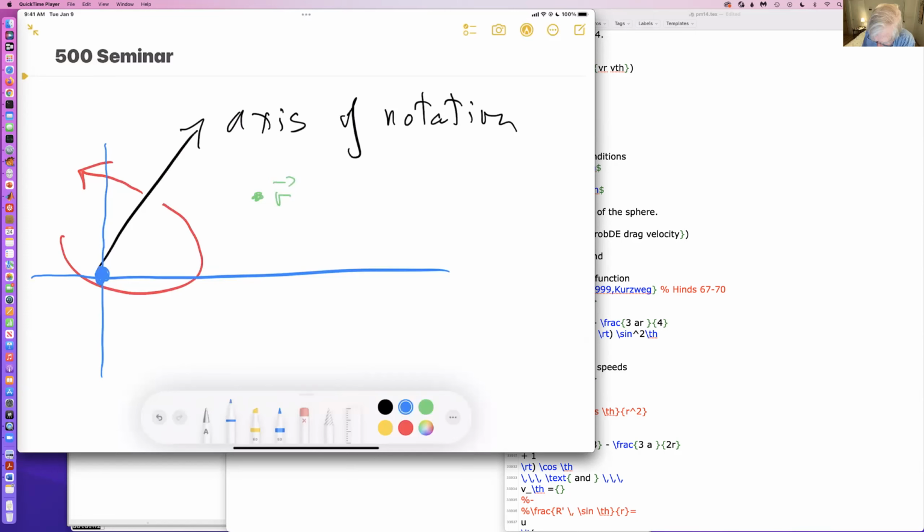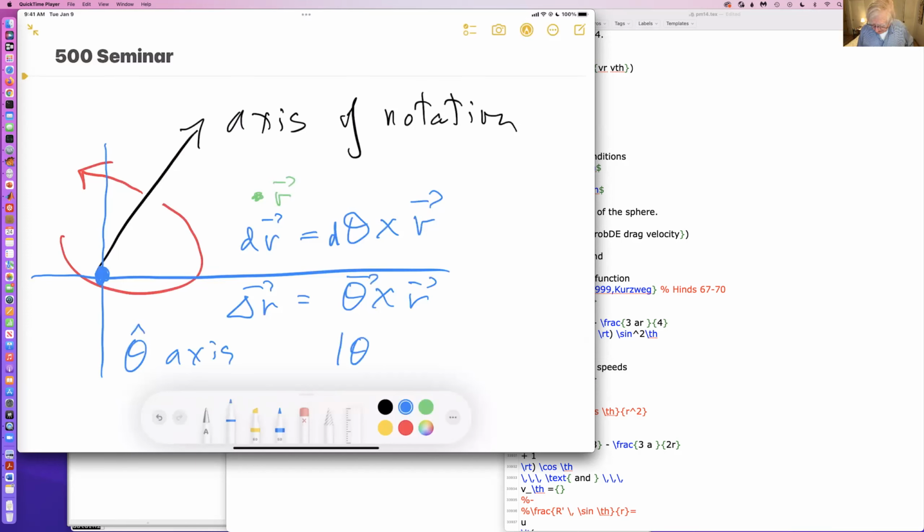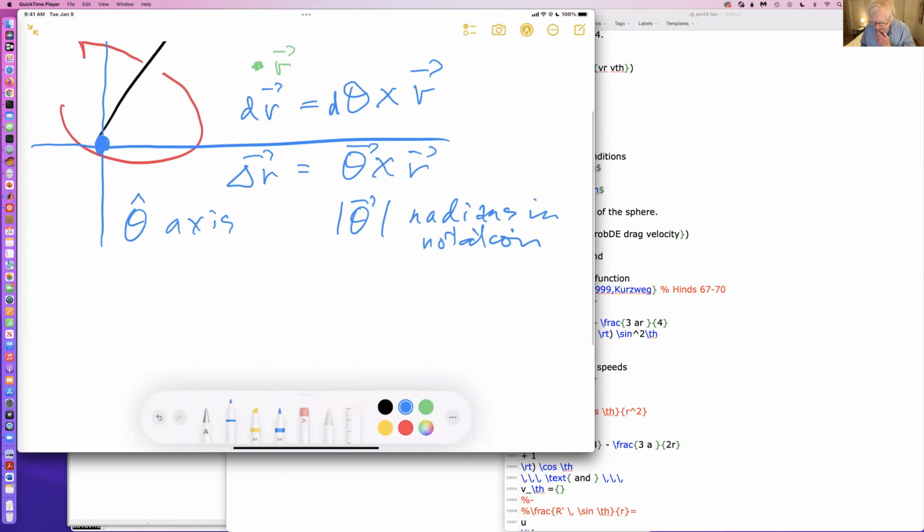And the change in R is equal to theta cross R. So this is how much R changes. Well, I should say d theta, I guess. So if there's a small change in angle d theta, or if there's a bigger change, then delta R is simply theta cross R. So this vector theta, the unit vector is just the axis, but the magnitude of the vector theta is how many radians in the rotation. And so that's the basic thing.